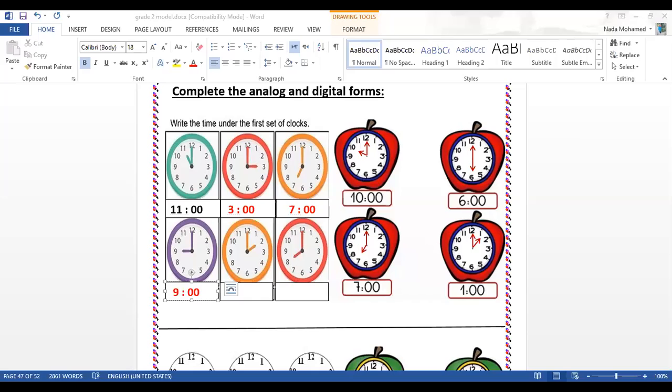Who can solve the next one? Talia? Yes. Tell me, my dear, what's the clock? Miss, I don't understand. Can you teach again, please? What's the word that you didn't understand? Okay, my dear, I recap again. Okay.